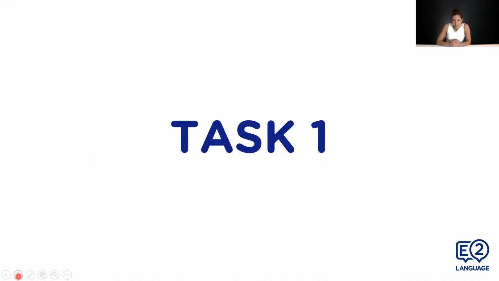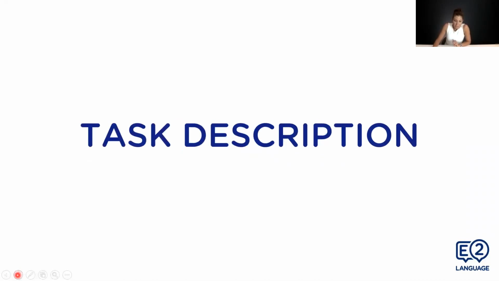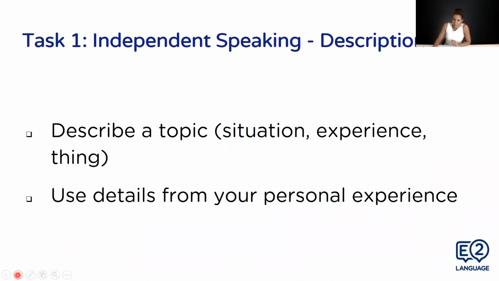So first we're going to look at speaking task 1. So there are 6 TOEFL speaking tasks altogether, and today we're just going to look at 1 and 2. So a brief description of task 1. Task 1 requires you to describe a topic. This topic could be a situation that you've been in or that you're currently in, an experience that you've had related to a memory, or you could be asked to describe a thing such as an object. So you're going to have to use descriptive language. And you will need to use details from your own personal experience.